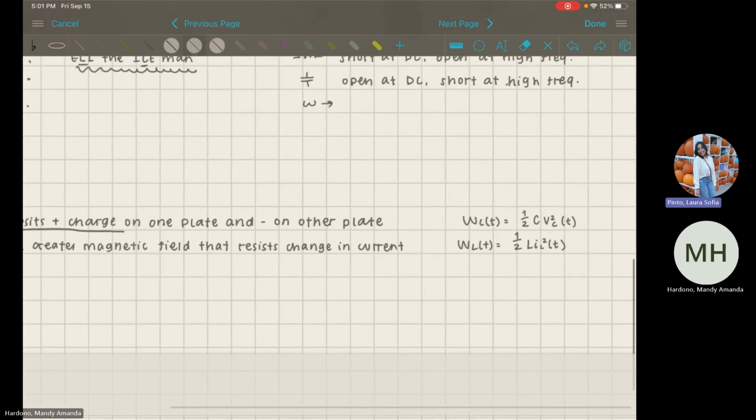And then we have these two equations for energy stored. You've seen energy stored in a capacitor as 1/2 the capacitance, which should be in farads, times the voltage across the capacitor squared. For energy stored in the inductor, it's going to be 1/2 the inductance times the current through the inductor squared.